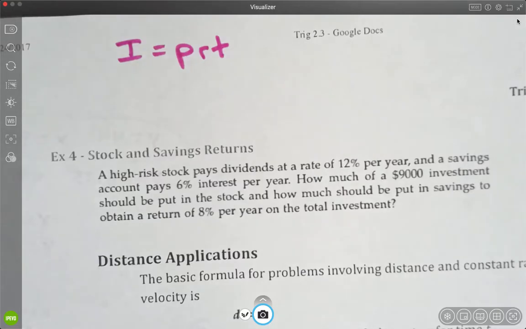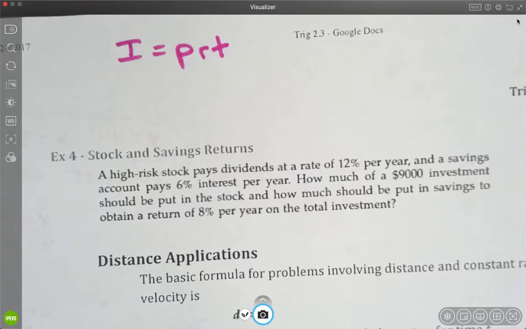Help me think here because I don't necessarily know what I'm doing yet. A high-risk stock pays dividends at a rate of 12% per year. What's a high-risk stock? There's a risk that it can decrease. You're all in or you're all out. There's a really good risk that it's going to maybe go bankrupt.